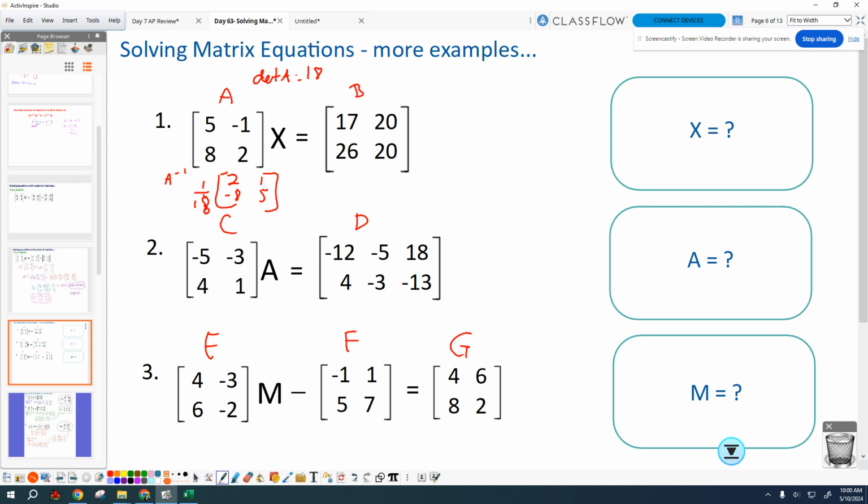Do you guys agree with the inverse that we have up here for A? Yes. 1 over 18 and then 2, 1, negative 8, 5. Yeah, I agree. Now we gotta divide everything by 1. I got the final answer. I found it. 60. I know, right? Peter, what did you get as an answer for matrix X in the first one?